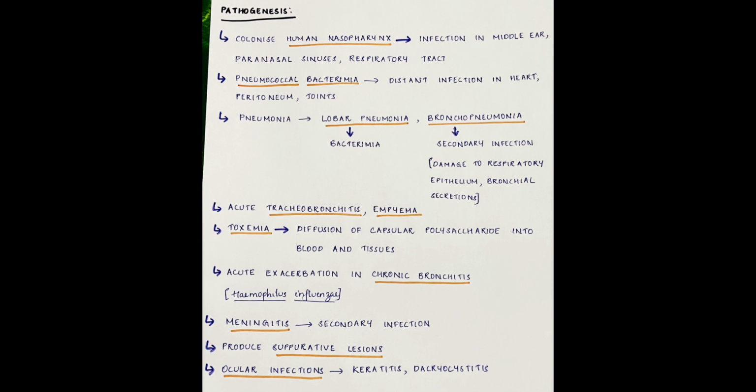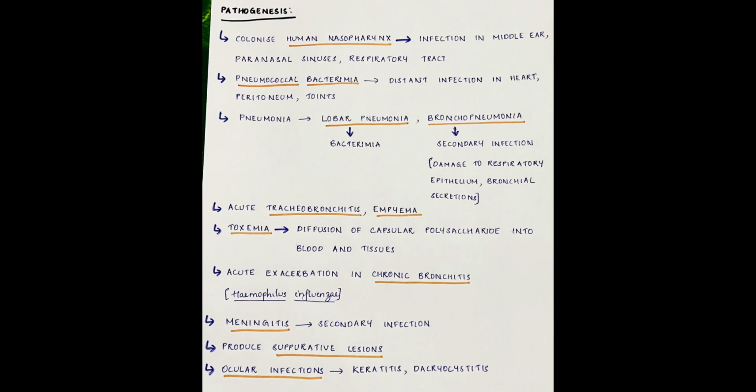Lobar pneumonia is the inflammation of the entire lobe of the lung. The infection first affects one lobe of the lung and then it covers the lung tissue and impairs the respiratory function. In case of bronchopneumonia, the inflammation starts in the bronchi and then it spreads to the surrounding lung tissue. Okay? In lobar pneumonia, bacteremia is common during the early stage. And bronchopneumonia always occurs as a secondary infection.